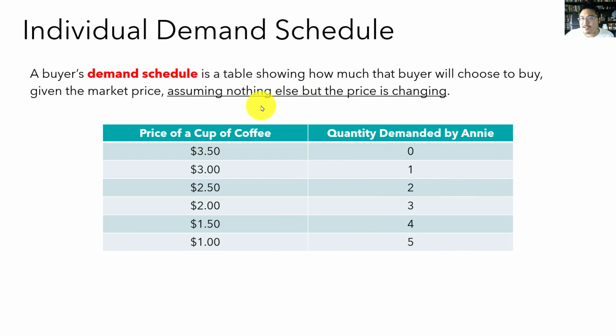And this demand schedule says that when the price of a cup of coffee is $3.50, Annie is going to buy 0 cups of coffee. When the price is $3, Annie's going to buy 1 cup of coffee. When the price is $2.50, Annie's going to buy 2. When the price is $2, she's going to buy 3. When the price is $1.50, she's going to buy 4. And when the price is $1, she's going to buy 5. Okay? Very simple. This is what a demand schedule is.